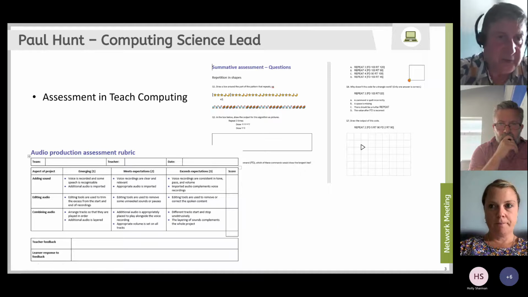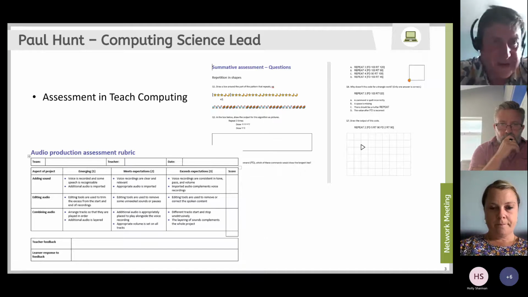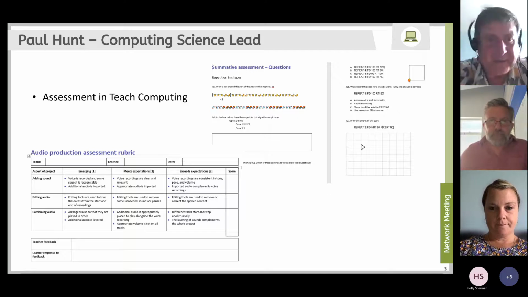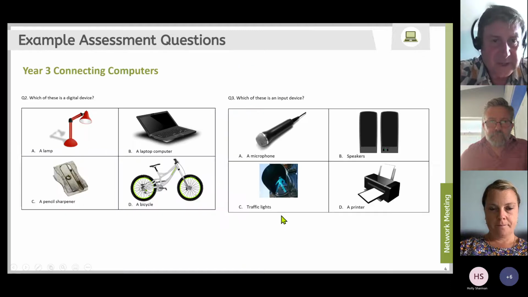And you could obviously use these as standalone if your particular scheme, if it was Purple Mash or Rising Stars, doesn't have any assessment, or you'd just like to see how they do in these other ones, then you can just dip in and out of them.